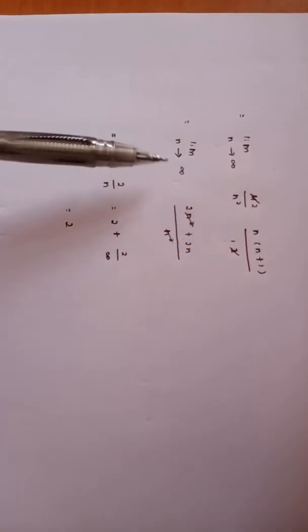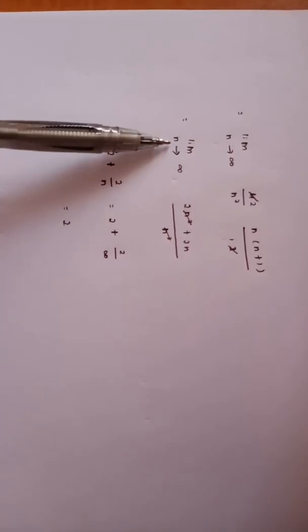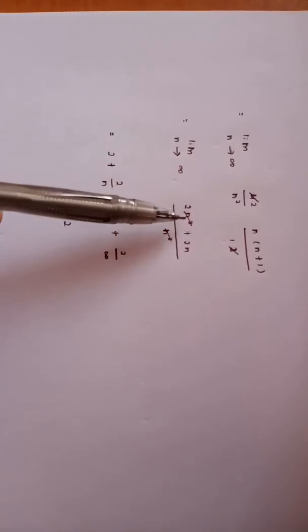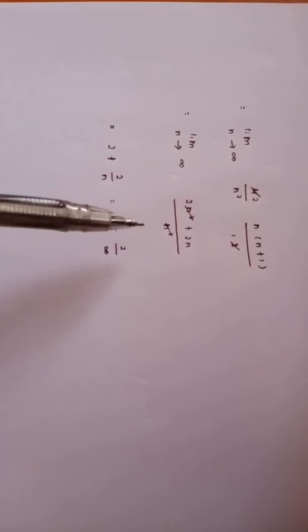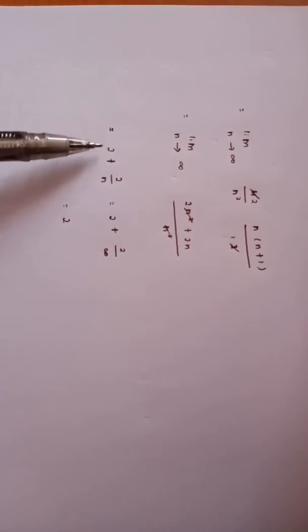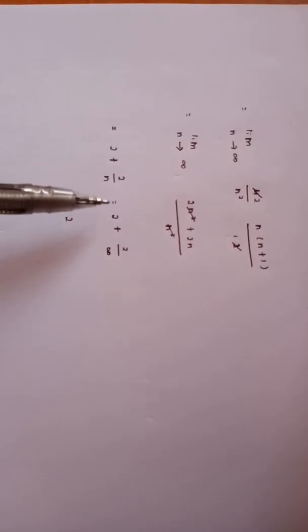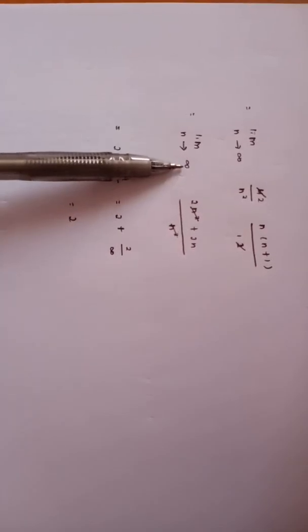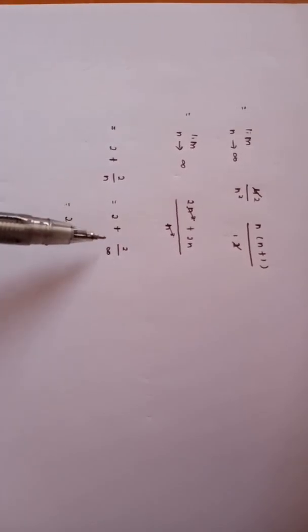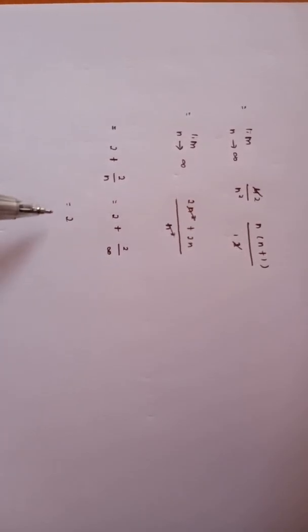So we proceed, and when we expand it, we got the limit as n approaches infinity of (2n squared plus 2n) over n squared. And when we simplify it, we get 2 plus 2 over n, and we substitute the n with infinity, where we got 2 plus 2 over infinity, and we got the answer is 2.